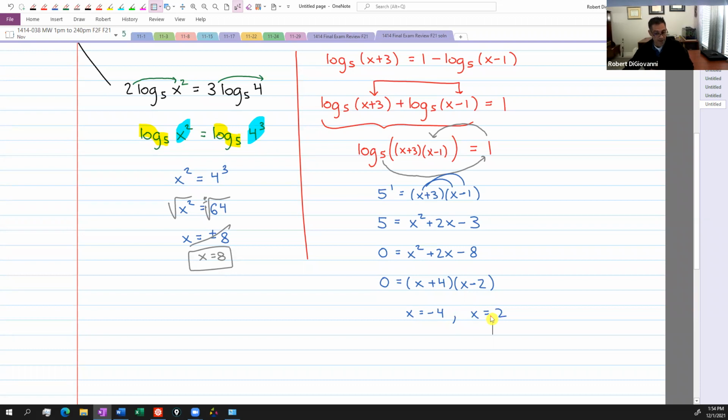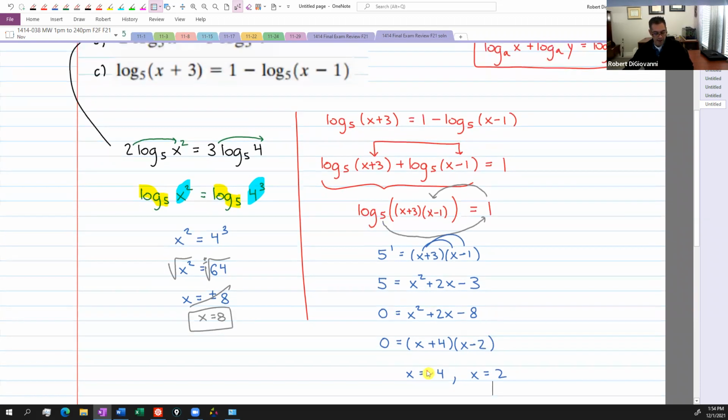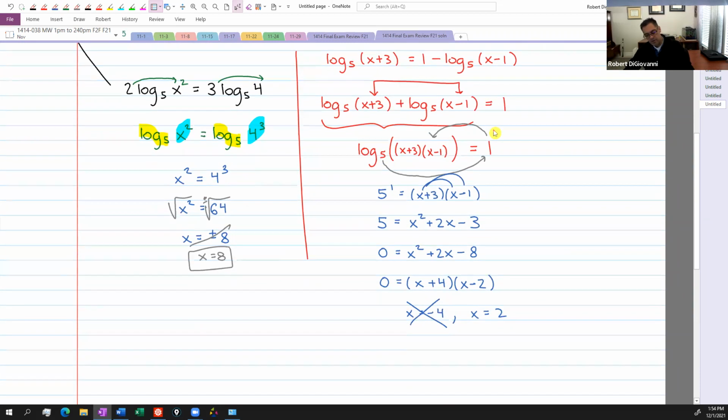I have to check my answers. So -4, I cannot plug in, because I'll get negatives in here if I plug in -4. So throw that away. And then 2 plus 3 is 5. I can do that. 2 minus 1, yep, that's good. So I should have just the one solution.